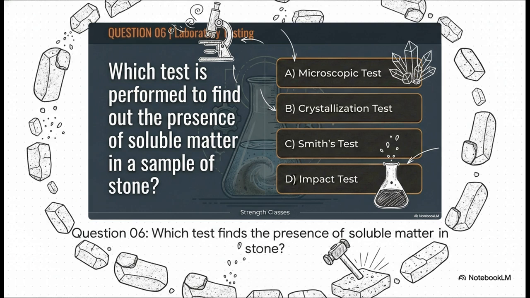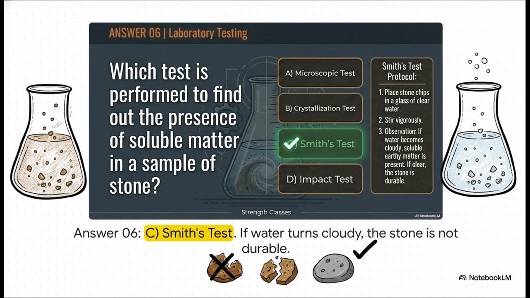Question 6 is all about testing. Which test is performed to find out the presence of soluble matter in a sample of stone? Take a look at your options. Microscopic test, crystallization test, Smith's test, or impact test. The correct answer here is C, Smith's test.